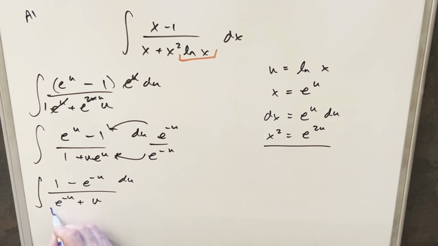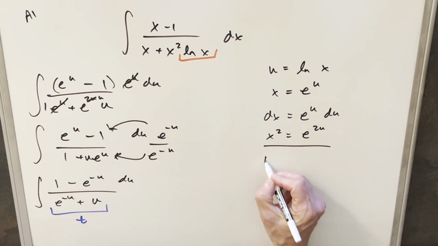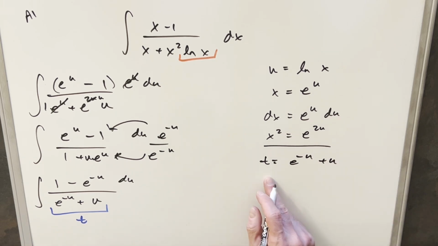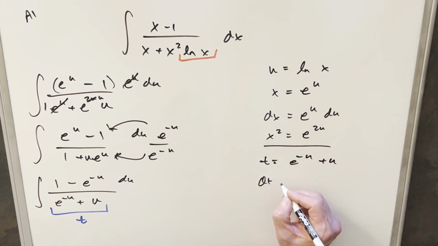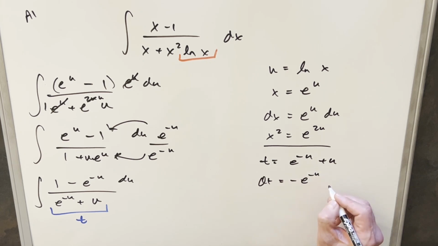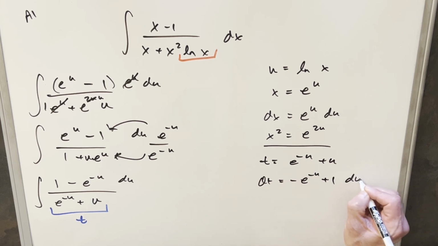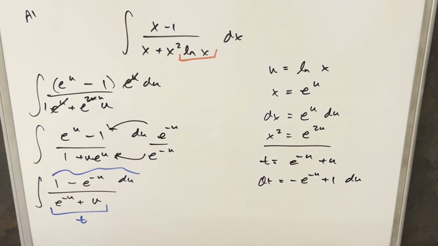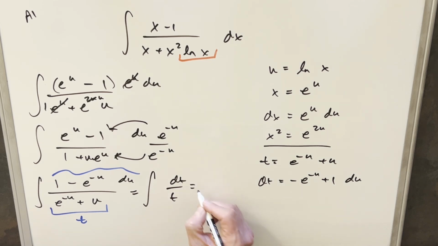But now I'm in good shape for another substitution right here. We already used u, so we'll call this t. We'll do a t substitution, making t equal to e to the minus u plus u. I'll take a derivative, so dt is going to be minus e to the minus u plus 1 du. But then we have exactly our dt right here, just in a different order. So we can go ahead, and that's just going to give me the integral of dt over t, which is just natural log absolute value t.